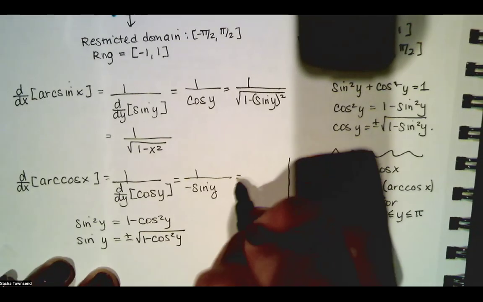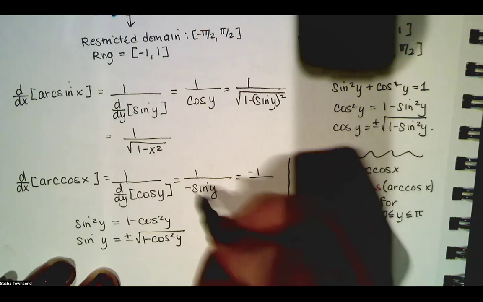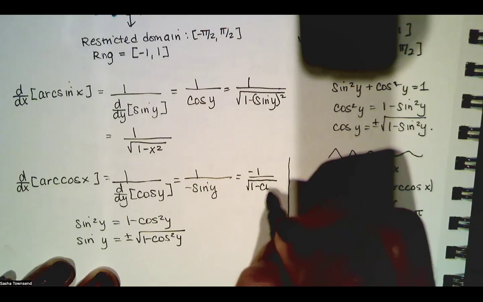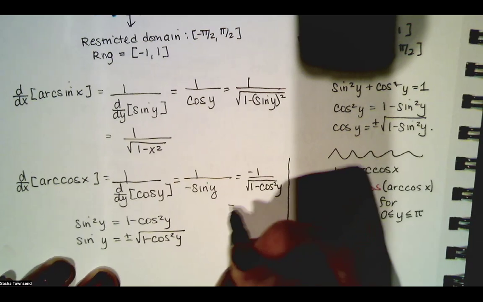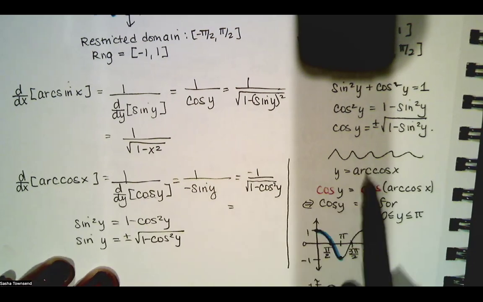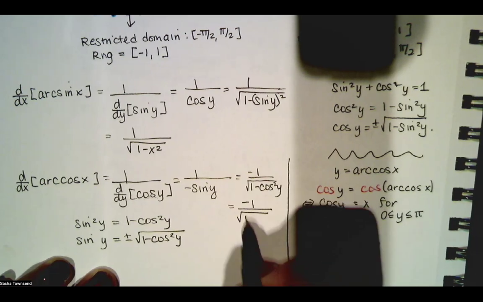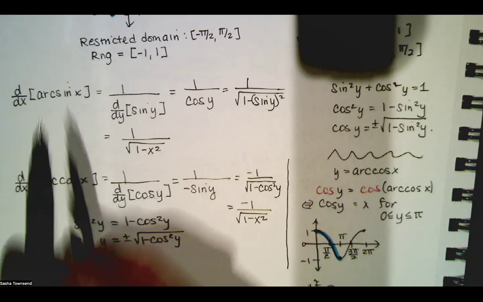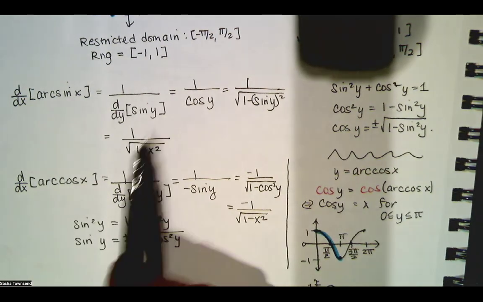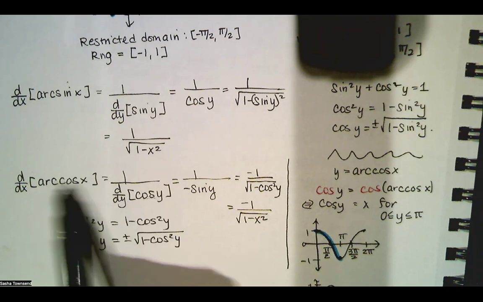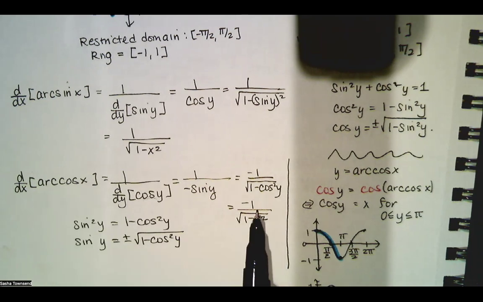That negative I'll put in the numerator. And so sine of y is the positive square root of 1 minus cosine squared y. And we said, well, what is cosine of y? It's x. So this is -1 divided by the square root of 1 minus x squared. So notice the derivative of arc sine of x is 1 divided by the square root of 1 minus x squared, and the derivative of arc cosine is the same, but with a negative sign.